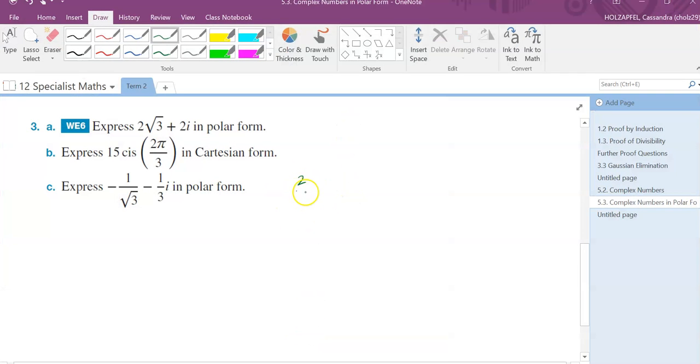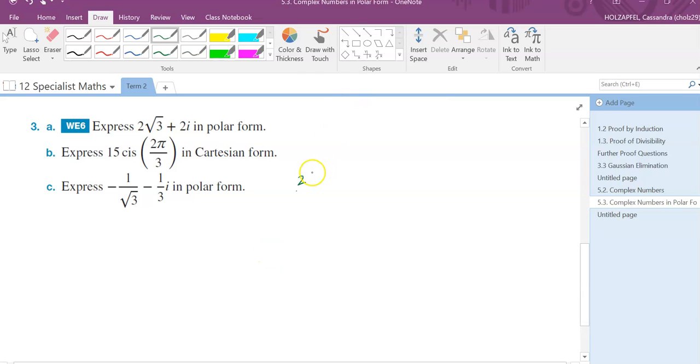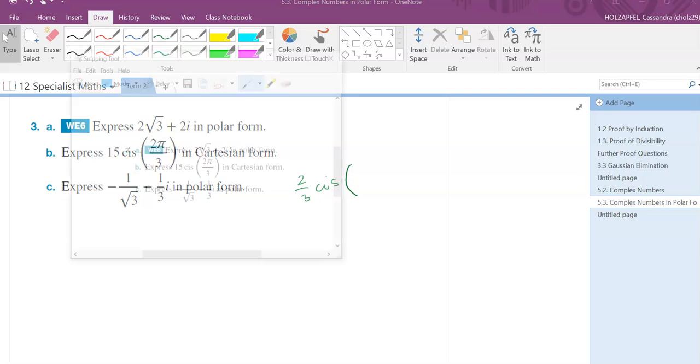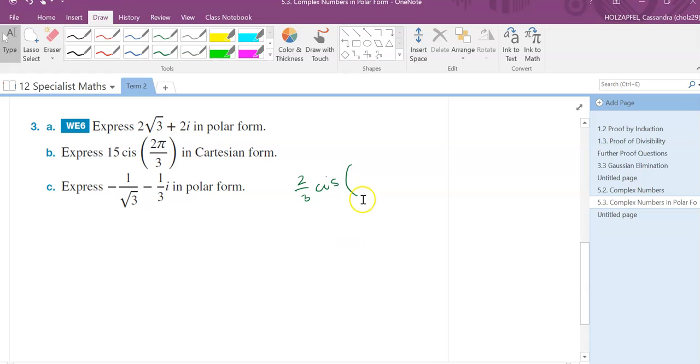2/3 cis, and then what was our angle? Negative 5 over 6 pi. So that's in polar form.